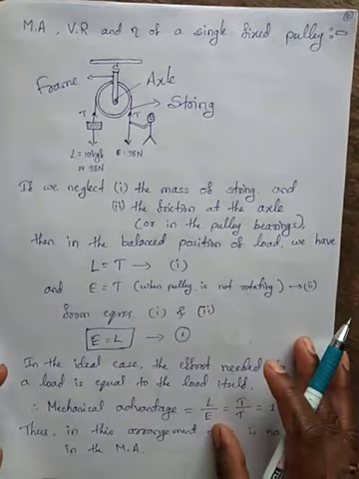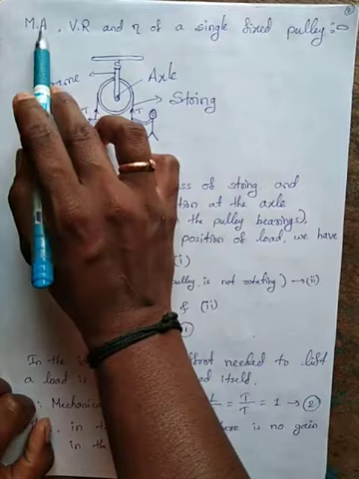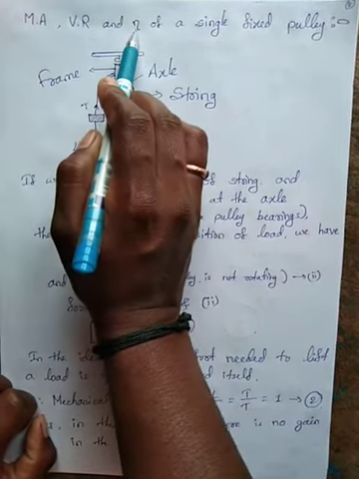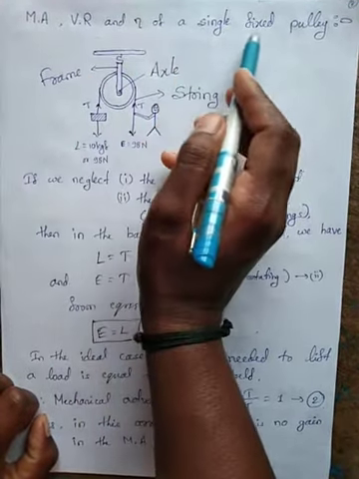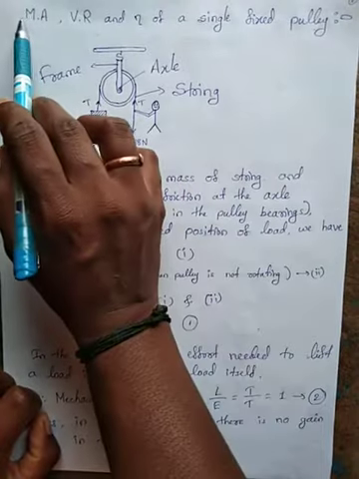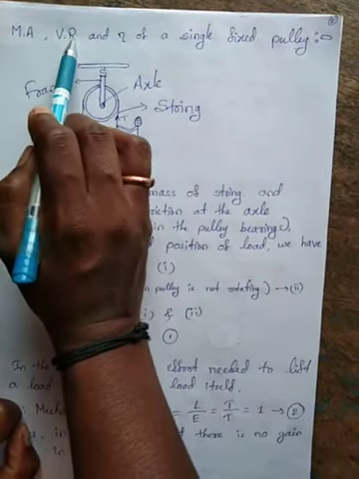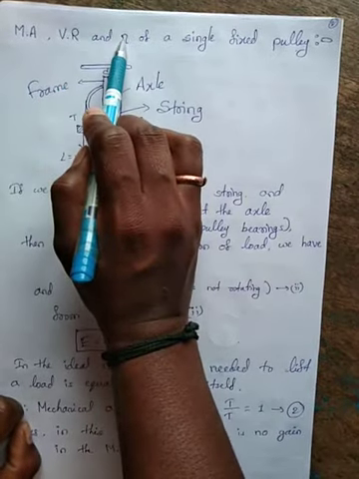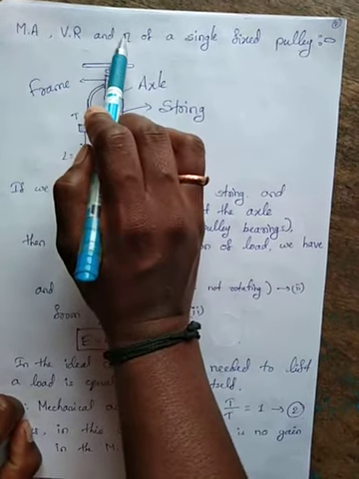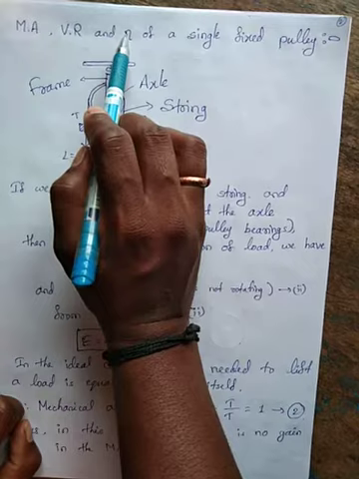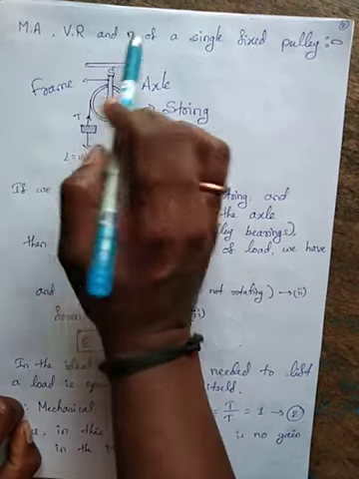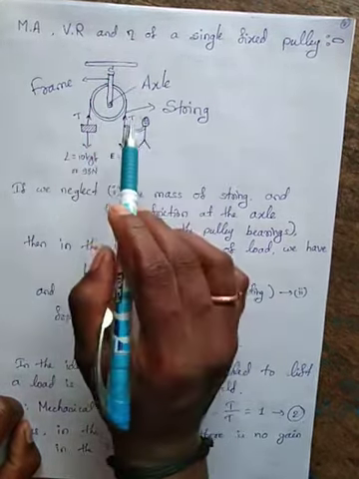Now we'll discuss the mechanical advantage, velocity ratio and efficiency of a single fixed pulley. See, MA means mechanical advantage, VR means velocity ratio. This eta symbol is the efficiency. In the lever concept we discussed these three concepts. So see this diagram.